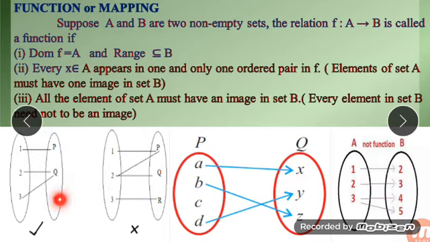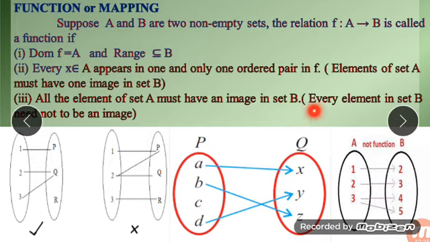As we can see in this example, every element of set A has only one image. The image of 1 is P, the image of 2 is Q, and the image of 3 is Q. Moreover, x only appears one time: 1 with P, 2 with Q, and 3 with Q. So no element is repeated in the ordered pairs. In addition, the third condition for a function is that all elements of set A must have an image in set B. We can see here that all elements of set A have an image in set B.